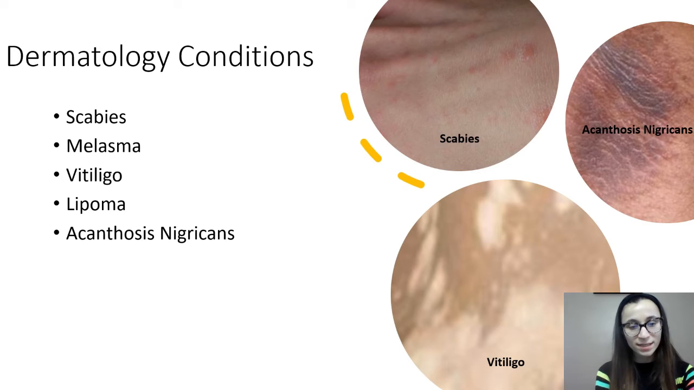Next one is acanthosis nigricans. It's basically hyperpigmentation, but it's velvety hyperpigmentation. As we see in this picture, what you want to know for this is that it's associated with endocrine conditions, so diabetes or metabolic disorders, or even malignancies. The most common cause is obesity and insulin resistance.